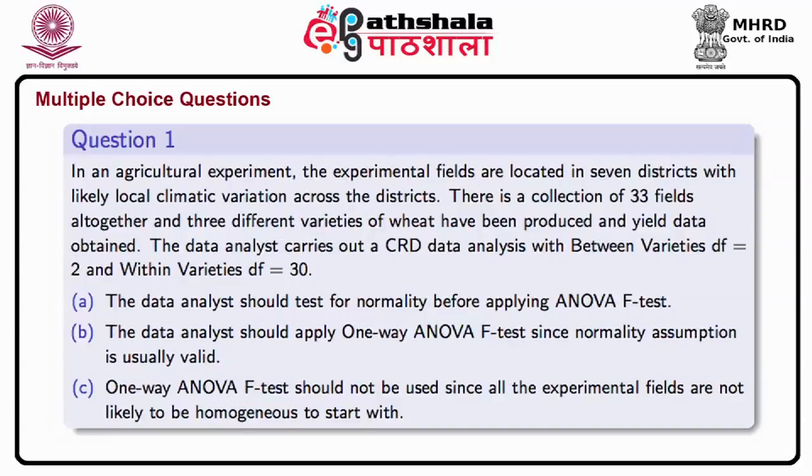But here to start with, the experimental fields are already different in terms of climatic variation and its effect on the soil. Therefore, it is not within a CRD setup anymore. So the correct answer is number C. One-way ANOVA should not be used since all the experimental fields are not likely to be homogeneous to start with, in view of the fact that they are located in 7 different districts. So the correct answer is number C.